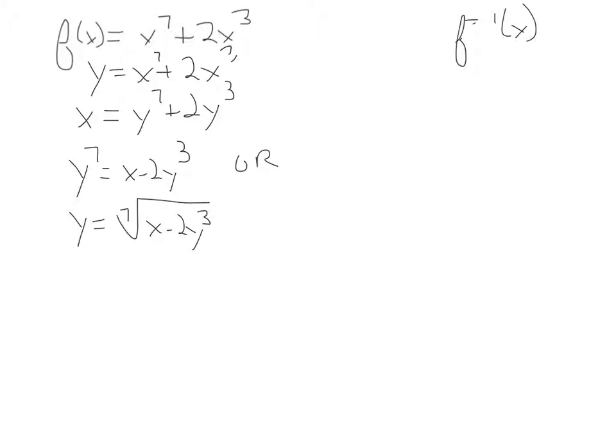Or we could solve the equation for 2y cubed, and I'm going to leave it as 2y cubed for a reason. You'll see why in a minute. And that would give us x minus y to the 7, or 2y cubed equals the cube root of x minus y to the 7. Okay.